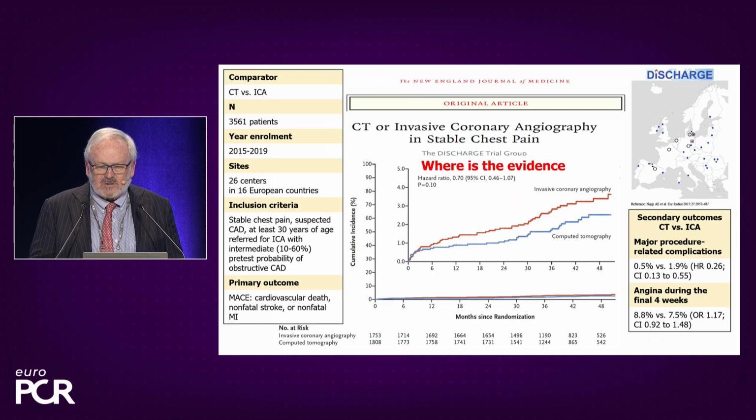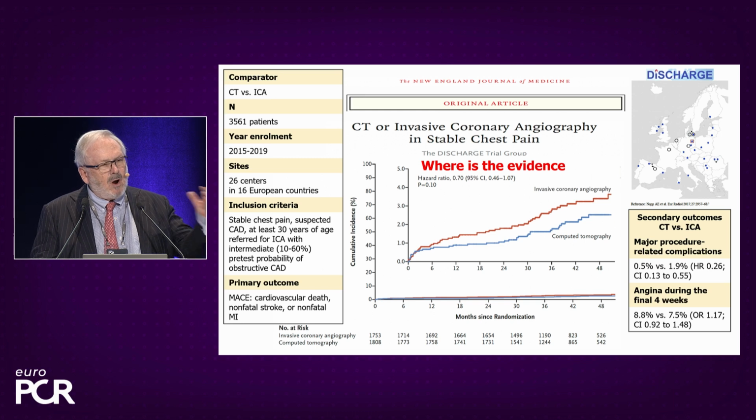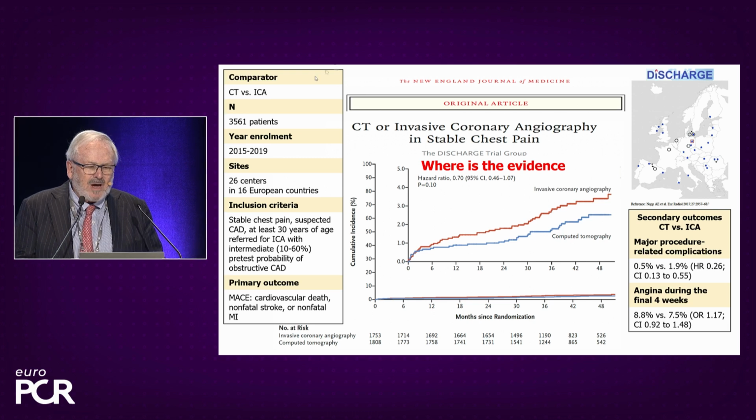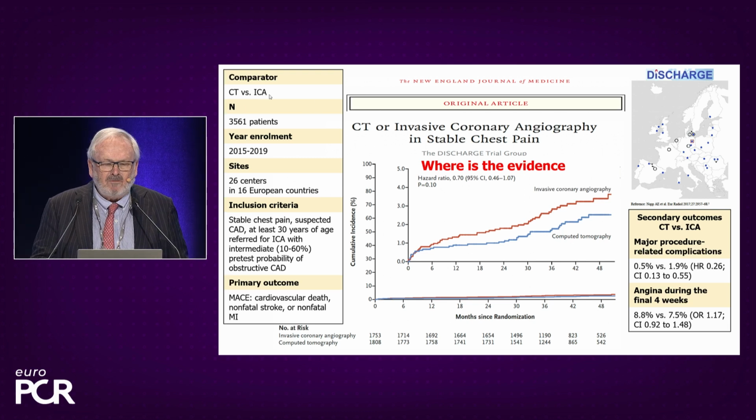Where is the evidence? This is a paper published this year in the New England Journal of Medicine. And if you look at the top here, that was CT versus conventional angiography. That means that one group got a CT, and then a conventional angiography, and then a PCI, and then bypass surgery if necessary. So diagnostic, but also used before the procedure.